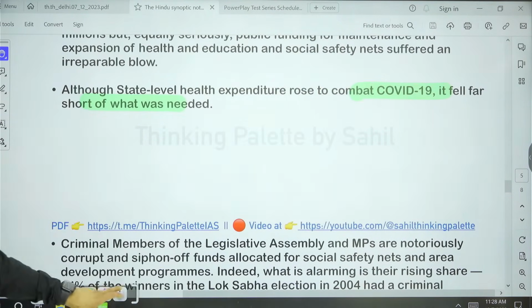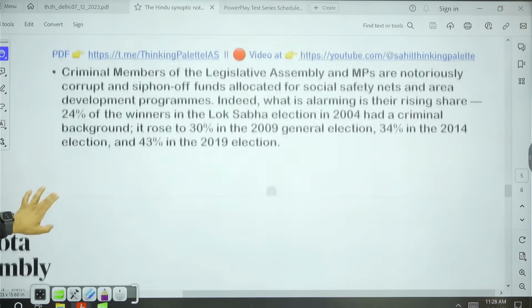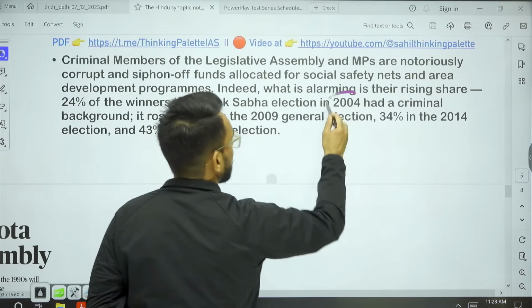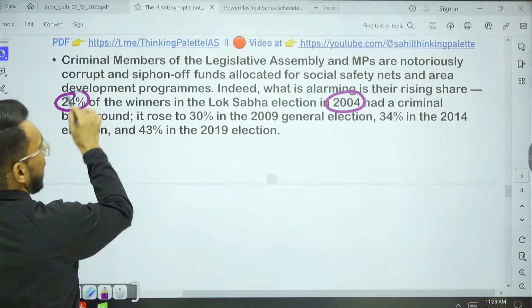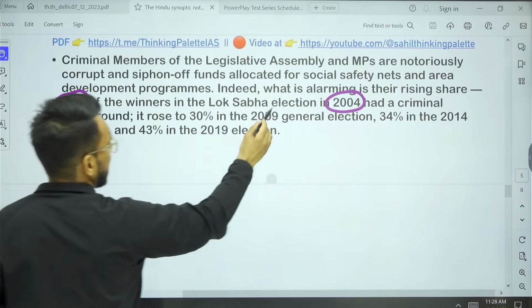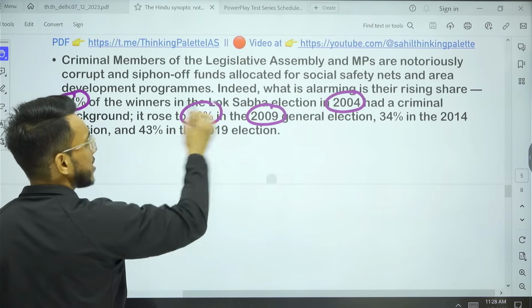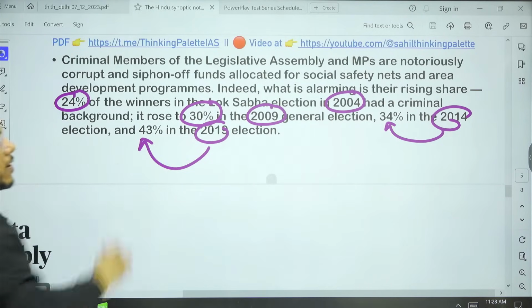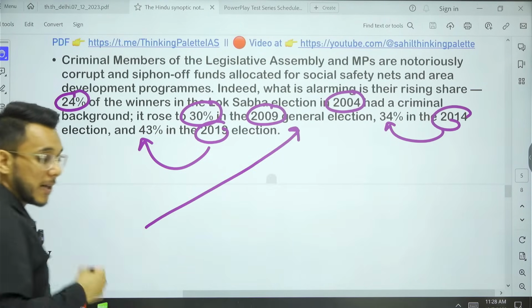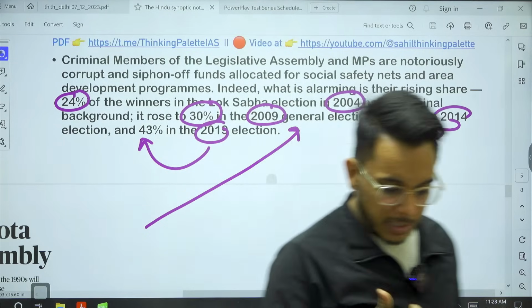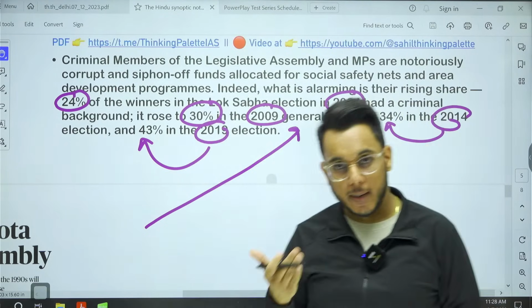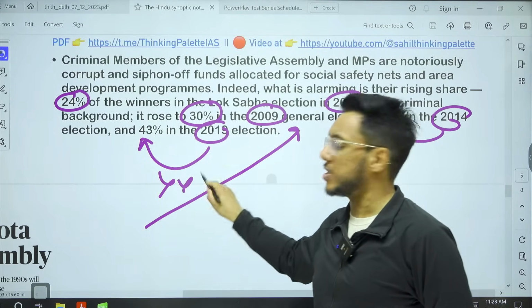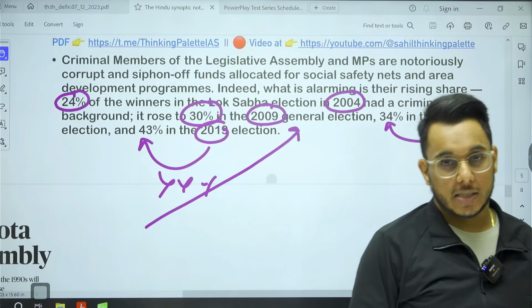Also, it has been said that if we see over the years, criminalization of politics has increased. Now see, we have data here for the criminalization of politics. In the Lok Sabha elections of 2004, 24% of the MPs had a criminal background. After 2009, 30% MPs had a criminal background. In 2014, 34% MPs had a criminal background, and in 2019, 43% MPs had a criminal background. So successively it has increased. And criminal MPs means they are going to involve in corruption. They are going to indulge in diverting money and resources. So that is a big challenge. It has also not been accounted for. So this is something that has come out of this.